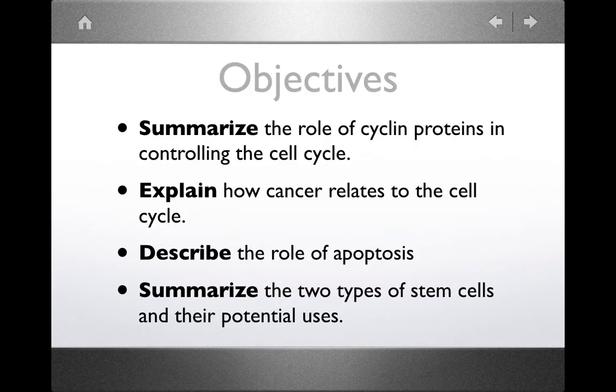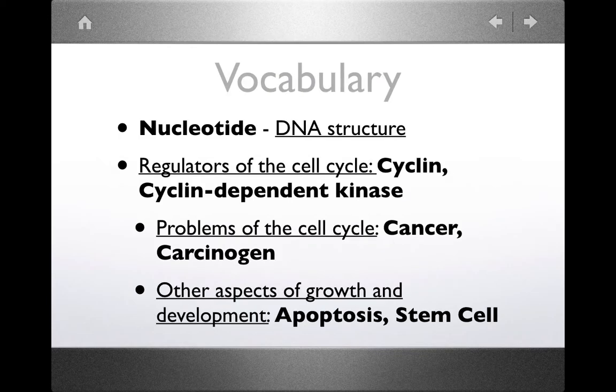So your objectives for this section are to be able to summarize the role of cyclin proteins in controlling the cell cycle, to explain how cancer relates to the cell cycle, talk about apoptosis, and we're going to talk about stem cells too, because they are involved in cell cycles, and they are important, and they have potential to be very important in our lives.